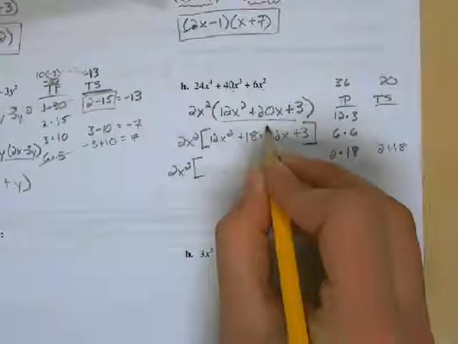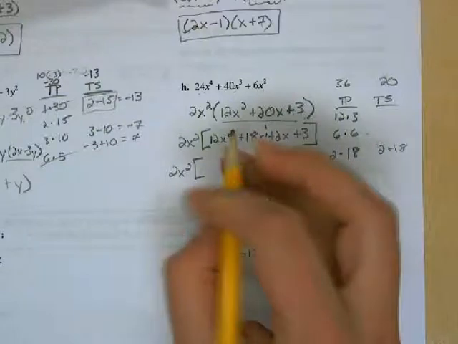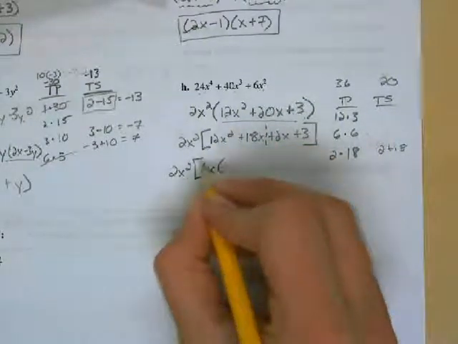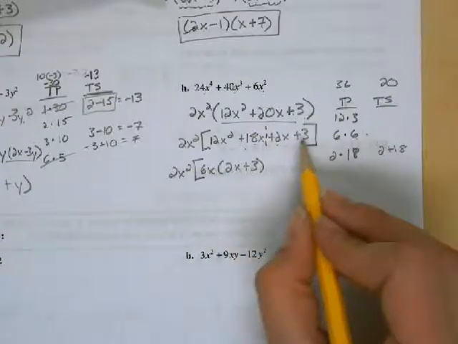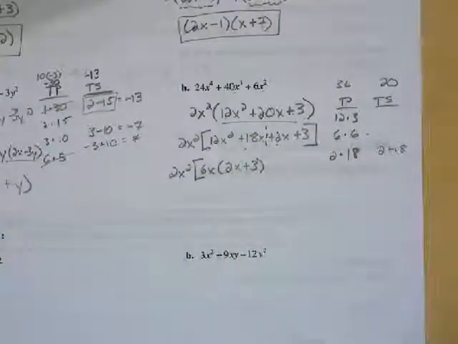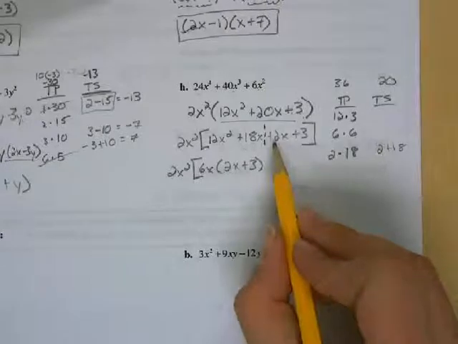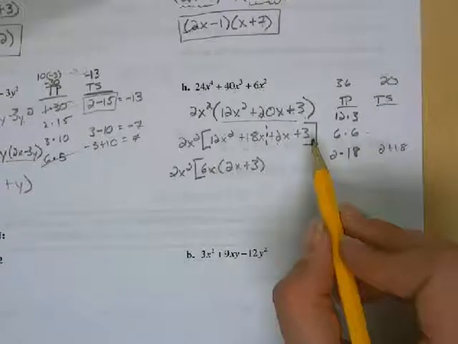GCF, factor by grouping. Here, my GCF is 6x. I'm left with 2x plus 3. Notice this is already 2x plus 3. We've kind of already talked about it, but just as a review, if I don't have a common factor, I use 1.